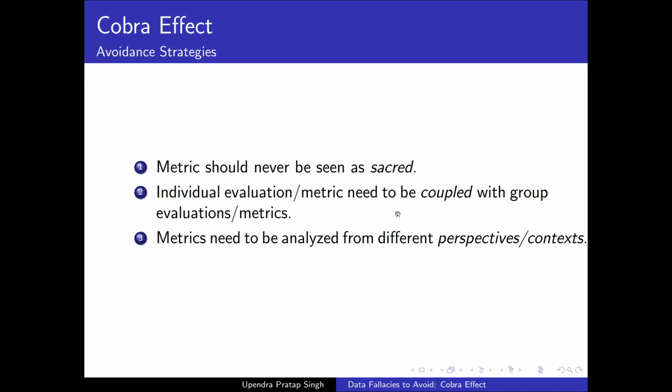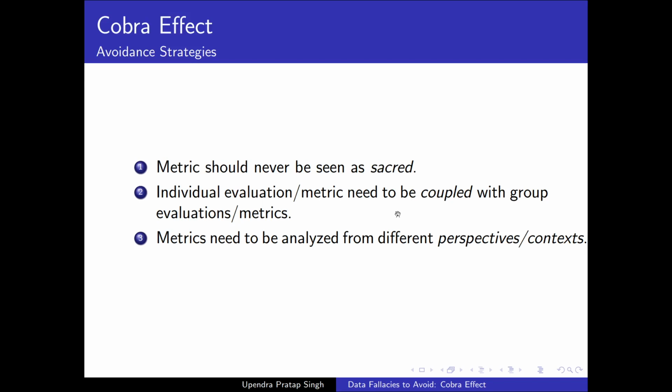If you have some metrics like mean absolute error or root mean square error or anything like precision, recall, you must not think of it to be godlike. You must always view it as a metric that may not be applicable in all the application scenarios. So this is the first avoidance strategy that must always be involved. You should never idolize any metric.